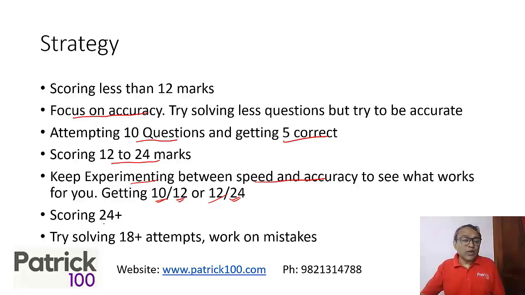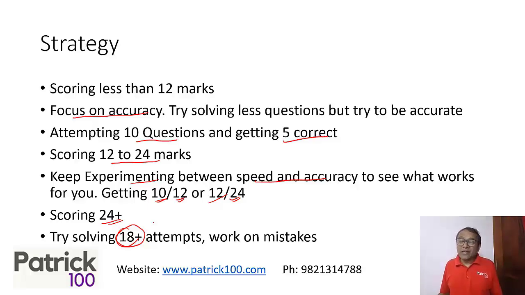If you're already scoring 24 plus marks, then you have to increase your attempts. You need to have minimum 18 attempts, more the better. And as and when you increase the attempts, you need to look at your mistakes and try to work on your mistakes. So I'm attempting 22 questions. List down your mistakes, try to understand your mistakes and see how you can avoid those mistakes.